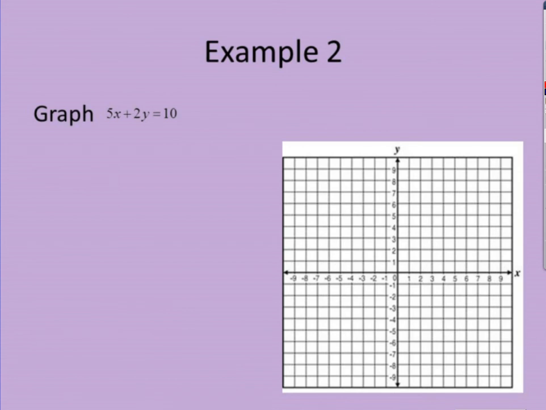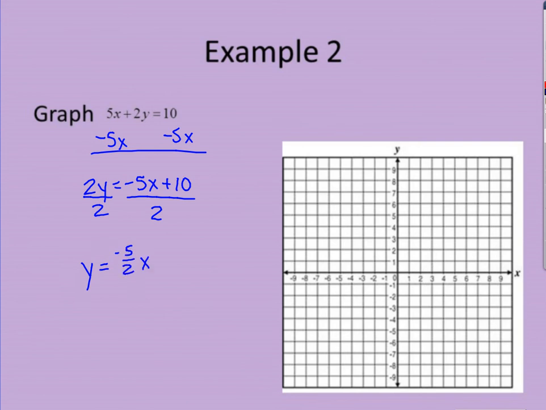So we have 5x plus 2y is equal to 10, and we need to graph this. To do this, the easiest thing to do is to get it into slope-intercept form and graph it in that form. We need to get the y by itself. So right now we're going to subtract 5x from both sides. This is going to give us 2y is equal to negative 5x plus 10. The y is still not by itself, so we're going to divide everything by 2. And this is going to give us y is equal to negative 5 over 2x plus 5.